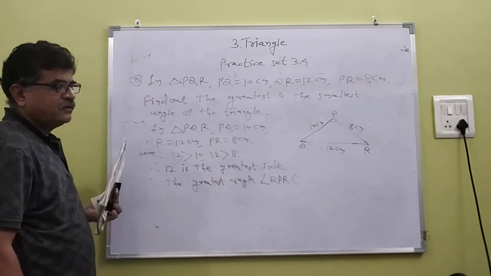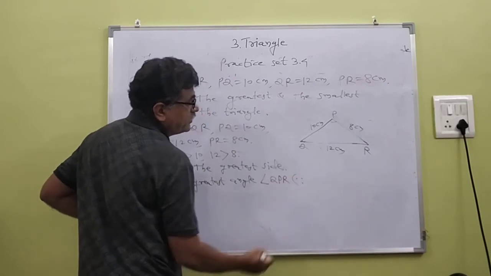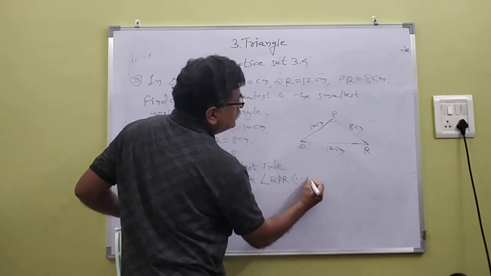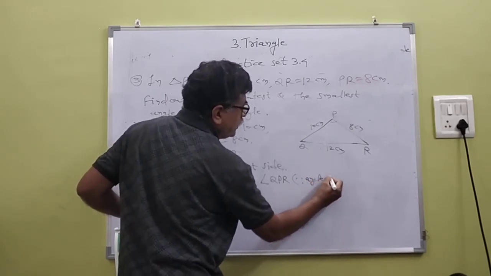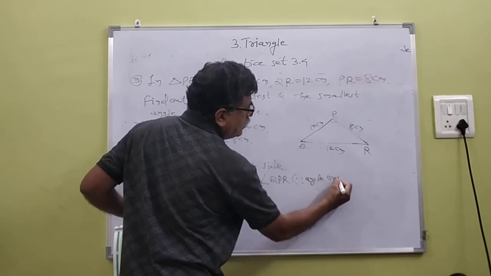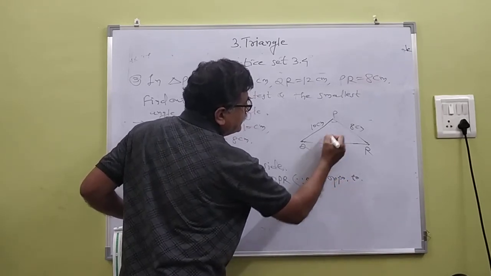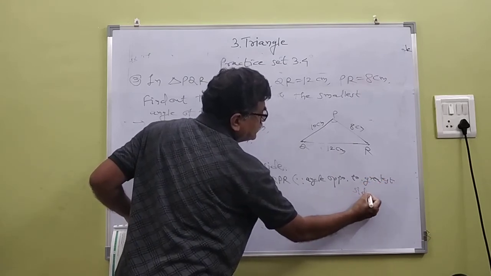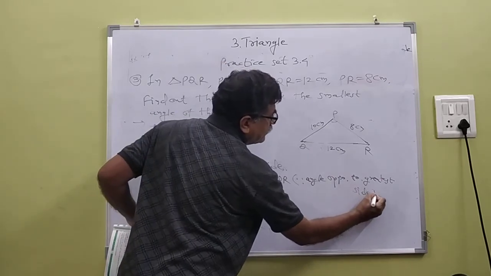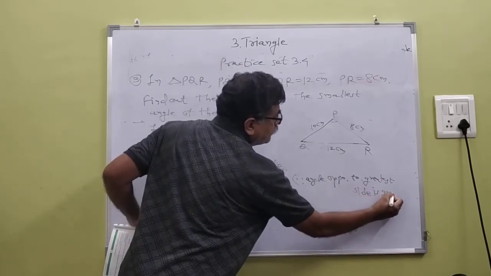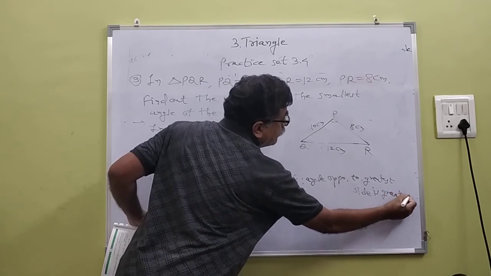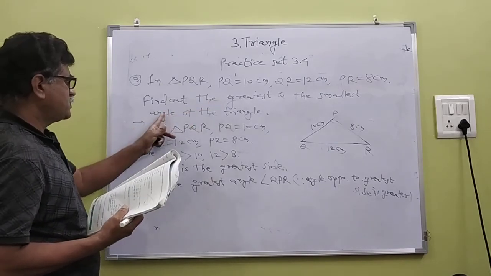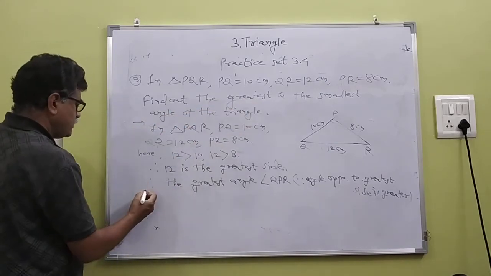Write down in bracket, since angle opposite to greatest side is greater. Now this is the greatest angle and we have to find the smallest angle.